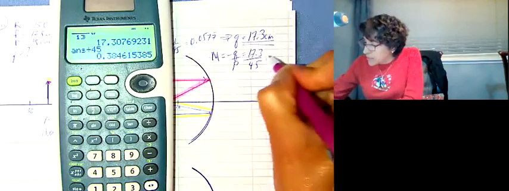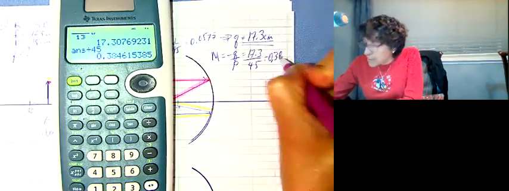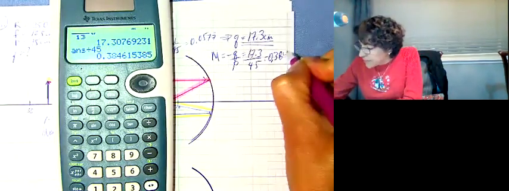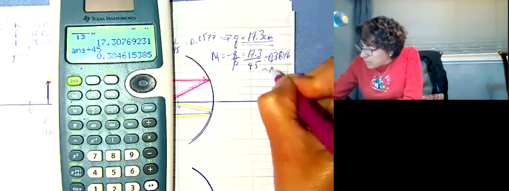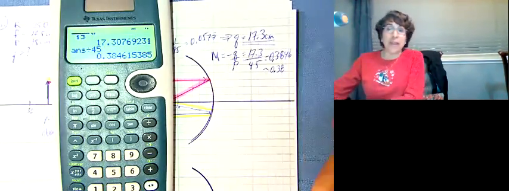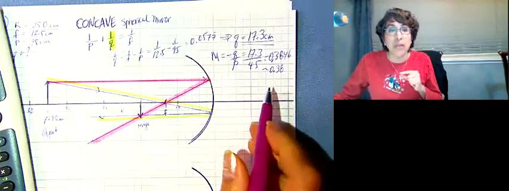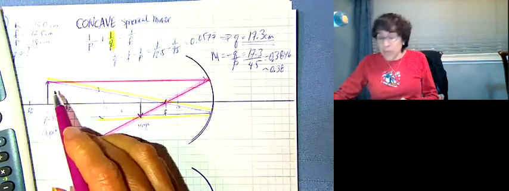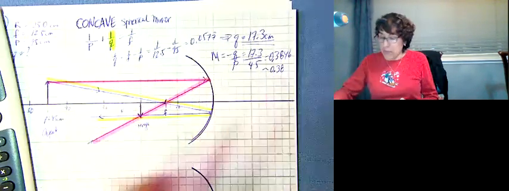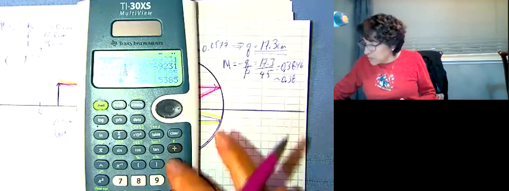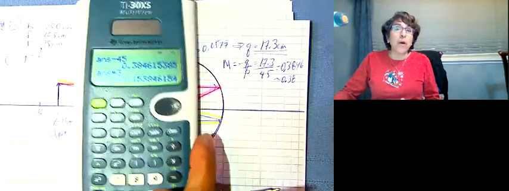And I get 0.3846. So about 0.38 is the magnification. So it actually is about 40% of what we started. So if it was 3 units, then it's that times 3. I'll say here times 3 units is 1.15.